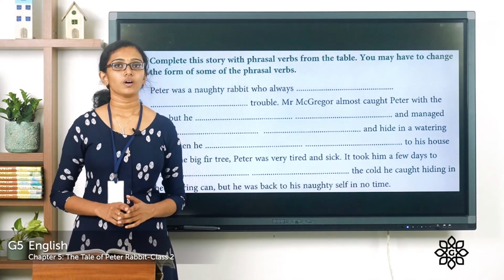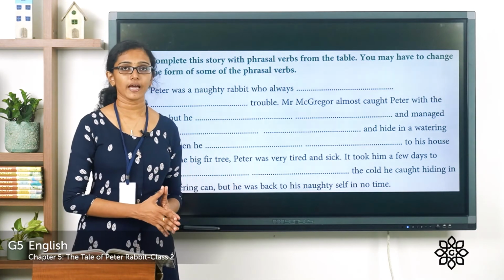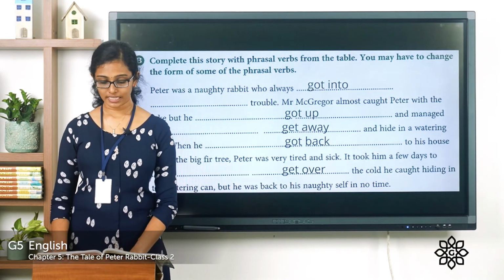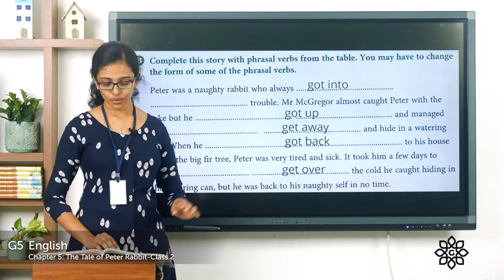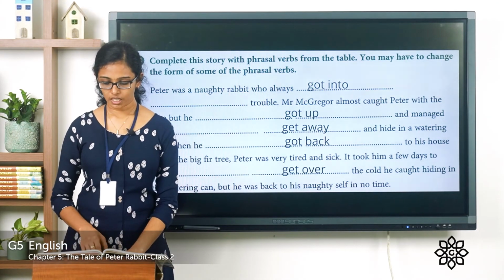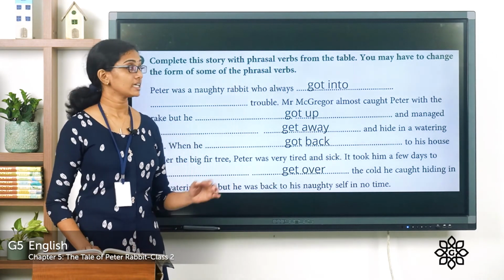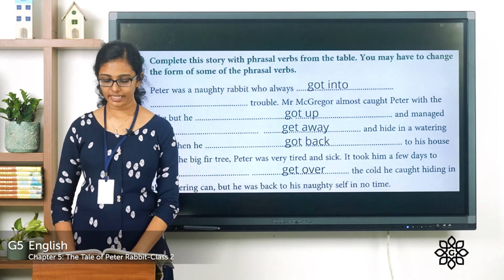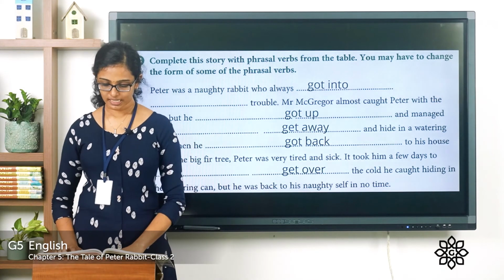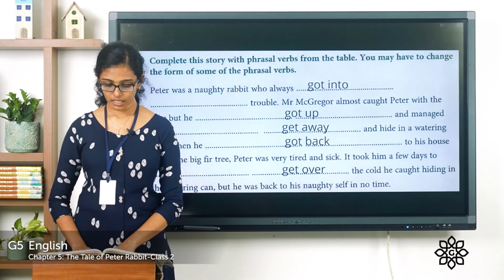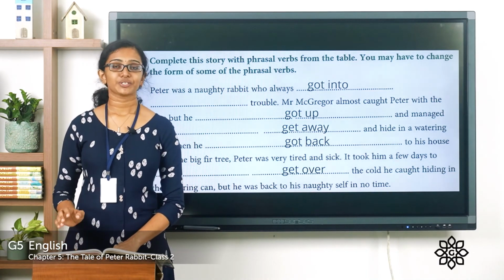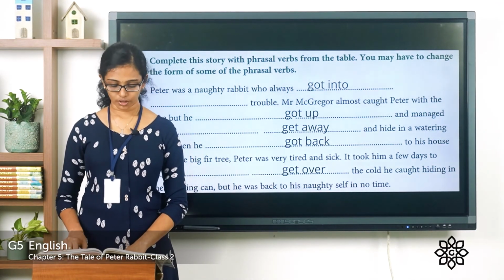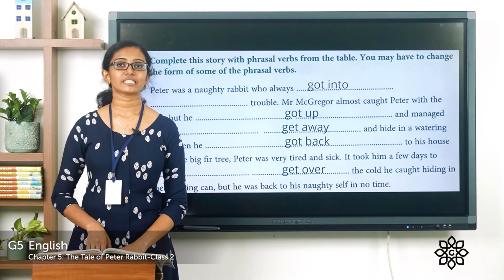Hope you are done with that. Now let's see what is the correct option to be filled up there to complete the passage. So let's see the answers. Peter was a naughty rabbit who always got into trouble. Mr. McGregor almost caught Peter with the rake, but he got up and managed to get away and hide in a watering can. When he got back to his house under the big fir tree, Peter was very tired and sick. It took him a few days to get over the cold he caught hiding in the watering can, but he was back to his naughty self in no time.